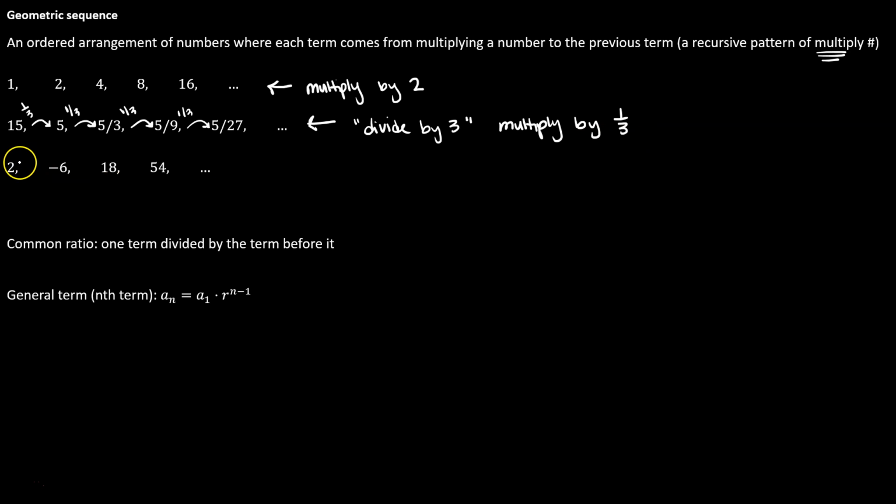Looking at our last sequence, we can see there's a typo. We should be alternating signs because the common ratio that I picked to make this sequence was a -3. So 2 times -3 is -6. -6 times -3 is +18. 18 times -3 would be -54, and so on. So this one has a multiply by -3.